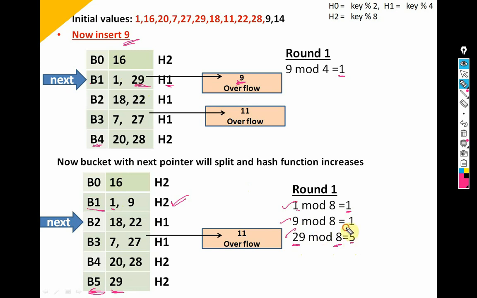9 mod 8 is 1, so 9 is to be placed in the first bucket. 9 is placed in bucket 1, right?